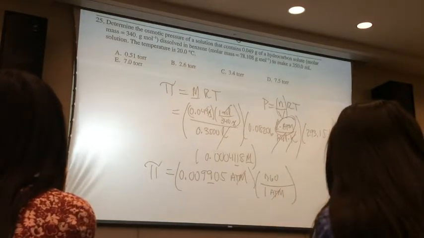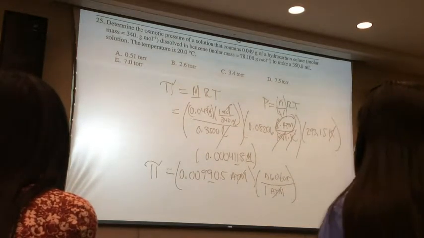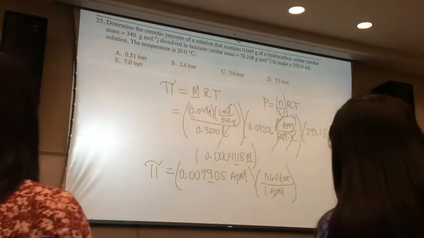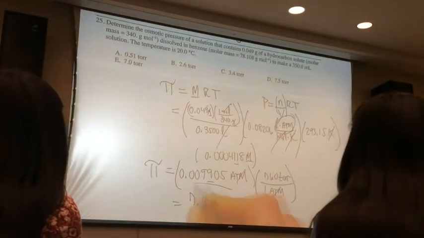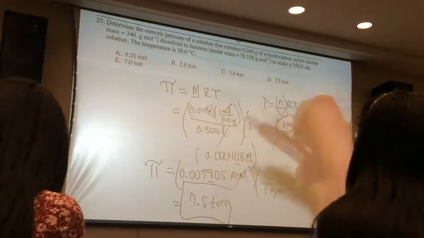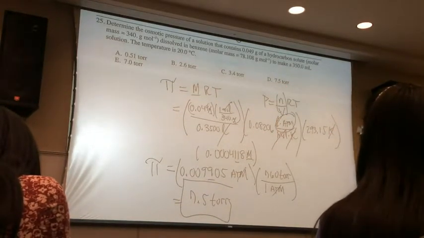760, that's exact. So I take that number times 760, and you end up with 7.5 torr. Answer D. Okay? Yes?